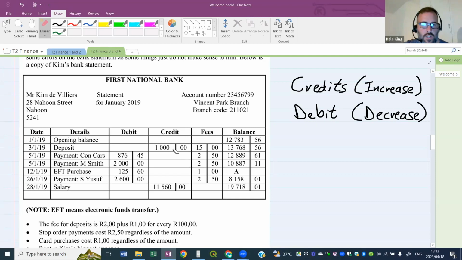So the transaction, what happened to the account, whether it was in or out, money coming in or out, and the fees for that transaction is in the same row. Okay, so please remember that. Okay, so I hope we understand what's going on now in this bank statement.